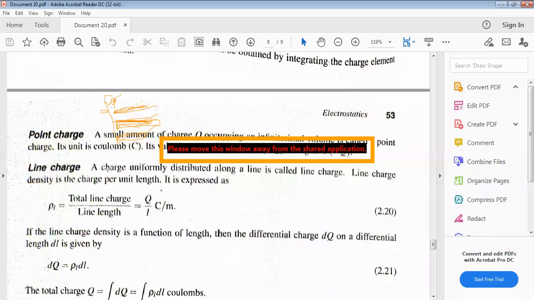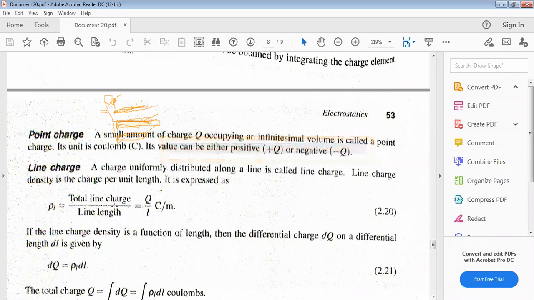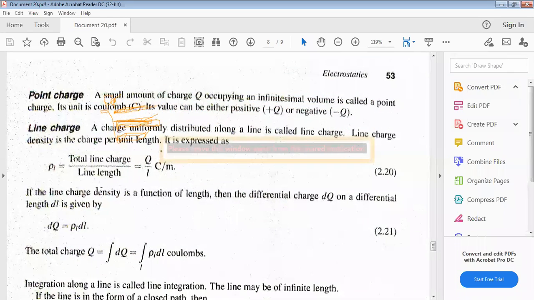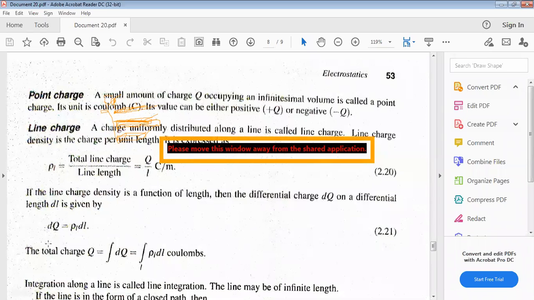Next, line charge. A charge uniformly distributed along a line is called a line charge. The line charge density is the charge per unit length, expressed as the total line charge per unit length. Remember this relation, it is very simple: total line charge Q by the length L gives the line charge density rho L. If the line charge density is a function of the length, then the differential charge dq on a differential length dl is given by dq equal to rho L dl.